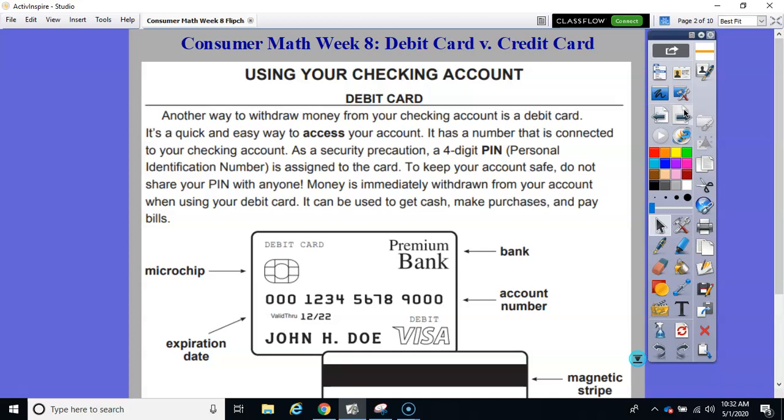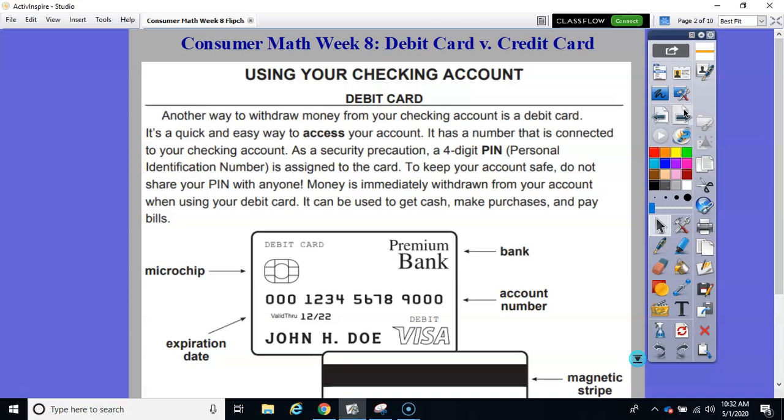So, using your checking account through your debit card. Another way to withdraw money from your checking account is by use of a debit card. It is a quick and easy way to access your account. It has a number that is connected to your checking account. And as a security precaution, you will be required to create a 4-digit PIN, PIN standing for personal identification number, that is assigned to your card.